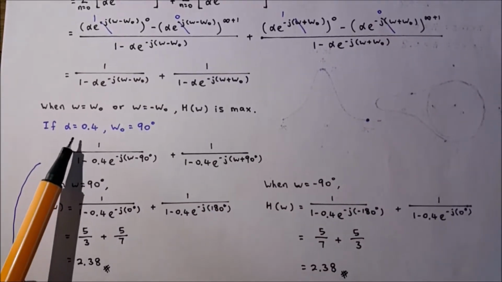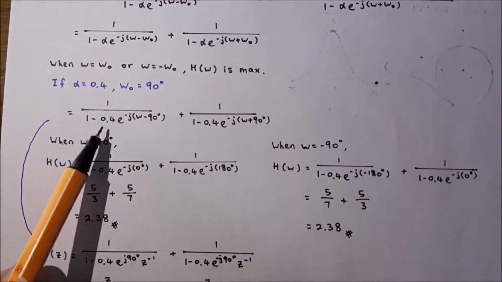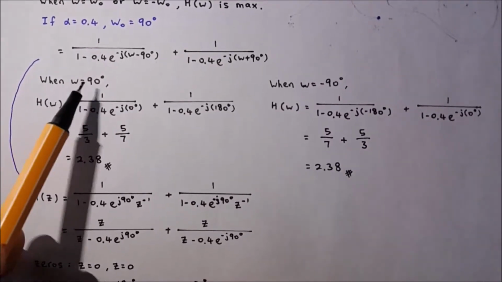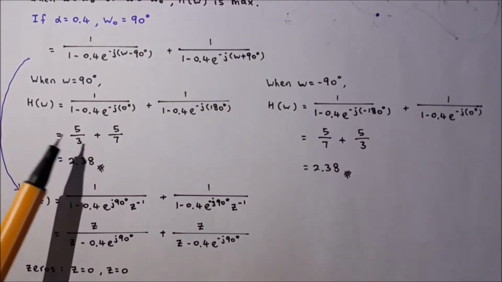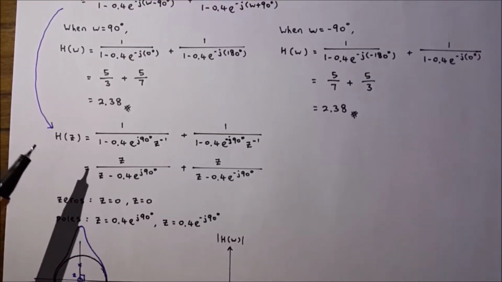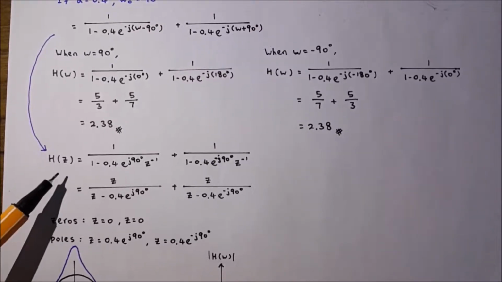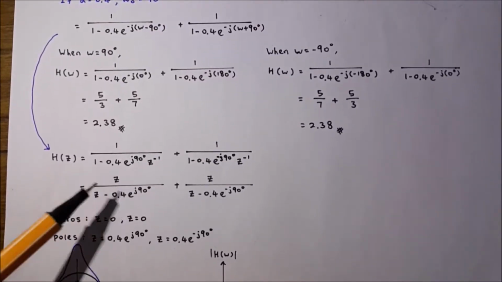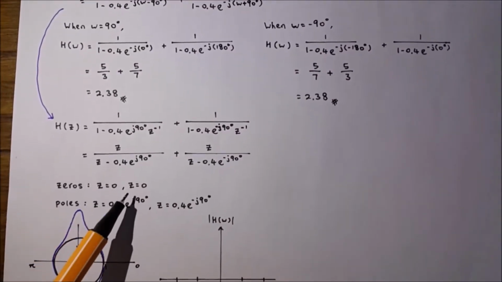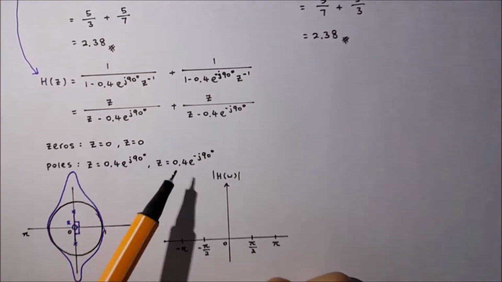So if the question gives me alpha equals 0.4 and omega naught equals 90 degrees, I can get this. Then when I substitute omega equals 90 and negative 90, I will get my maximum at 2.38 for both. To get the location of poles and zeros, I need to convert it back into Z transform and multiply both numerator and denominator with Z. And this one. Then my zero will be Z equals 0 and poles will be Z equals 0.4 e^(j90 degrees) and its conjugate.